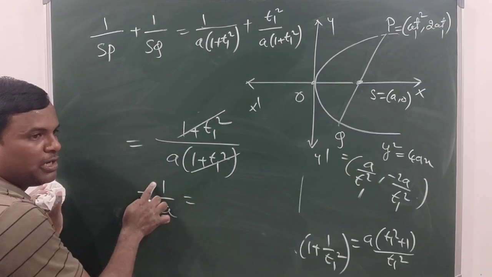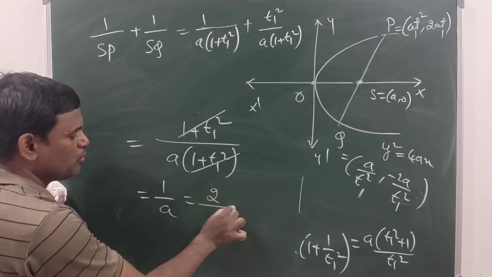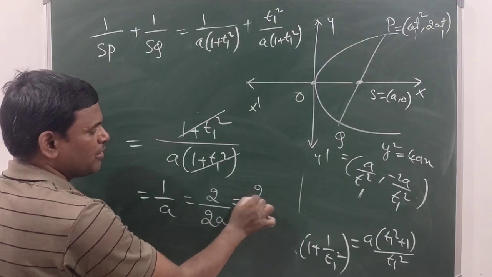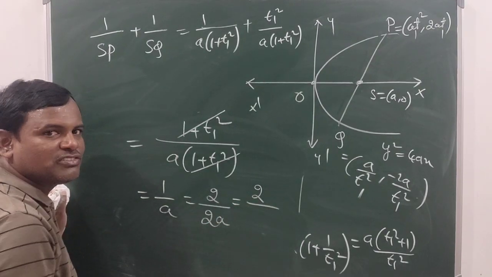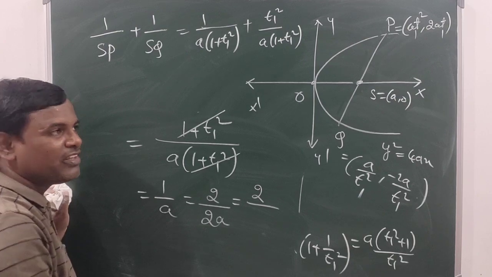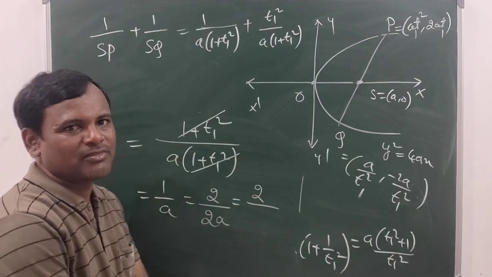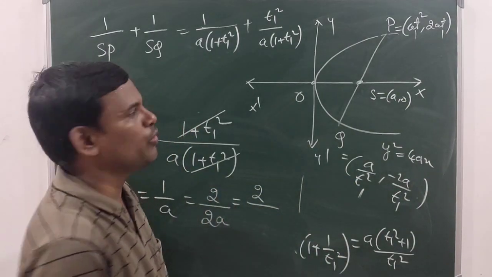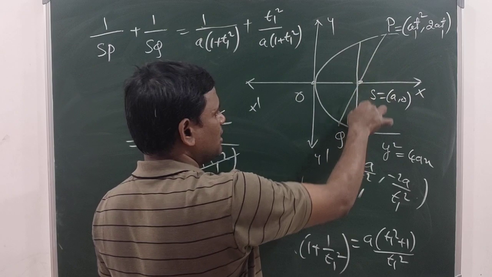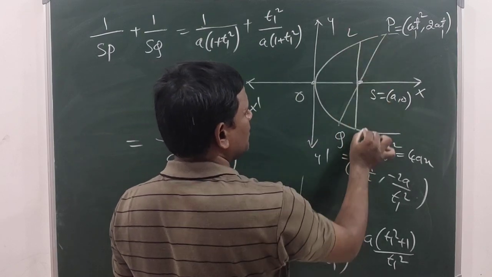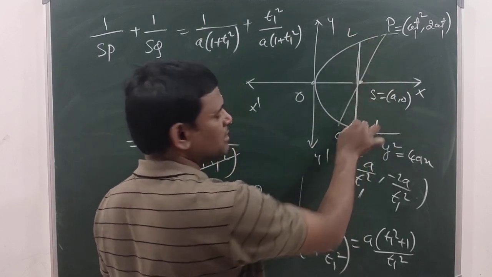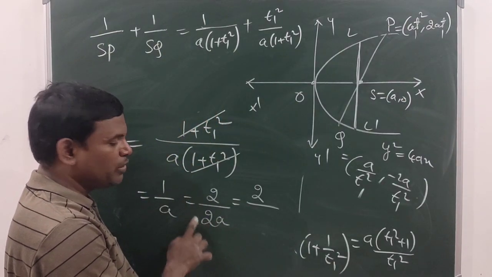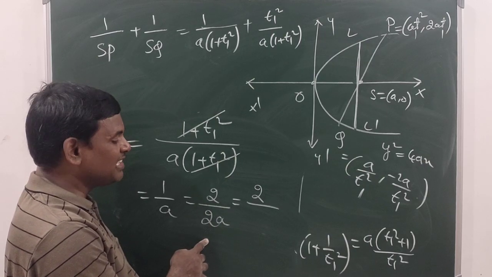So in the next step, I am multiplying numerator and denominator with 2. 2 by 2A. Now 2a means what? Half of the length of the latus rectum. What is the length of the latus rectum for this y square equal to 4ax? 4a. So here, this is the length of the latus rectum, L dash, whose length is 4a, but here you got 2a, no? So you can say this 2a is the length of the semi-latus rectum.